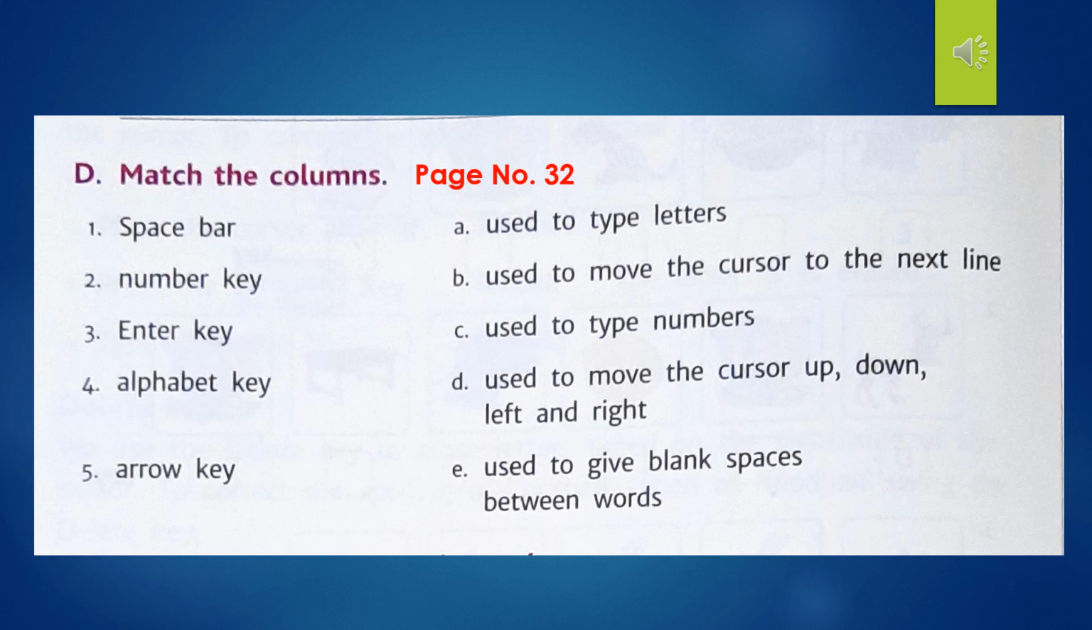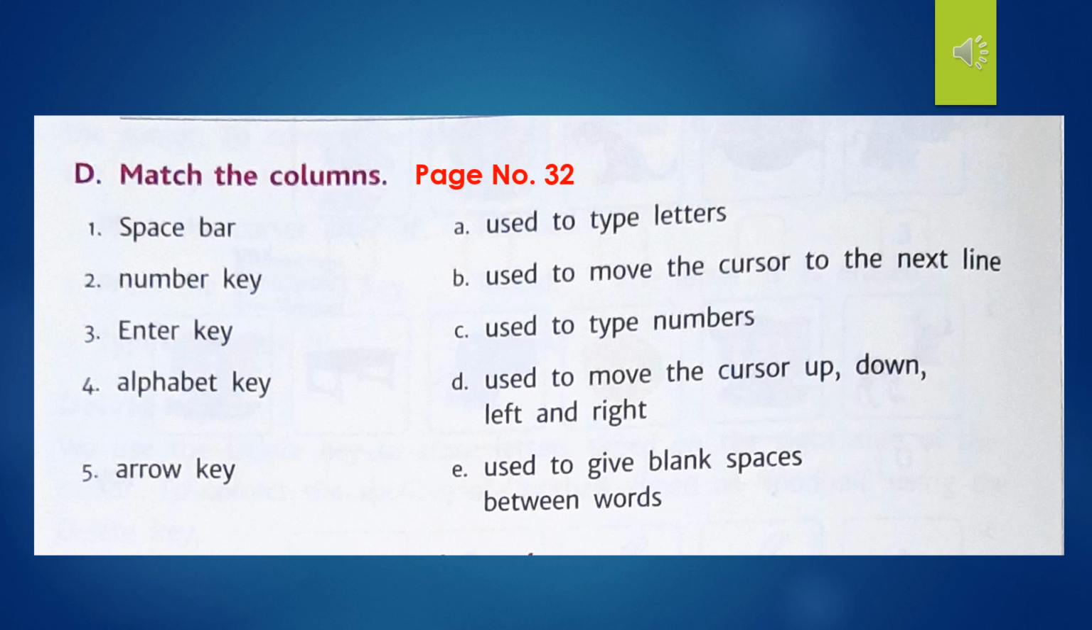Now flip to page number 32. We have match the columns. So first let's read both the left side and the right side columns. On the left side we have the names of the keys. The first one is space bar, then we have the number key, then we have the enter key, then the alphabet key and then we have the arrow key.